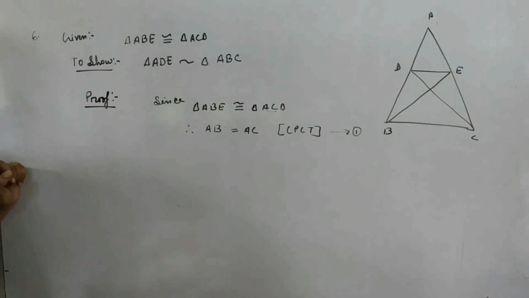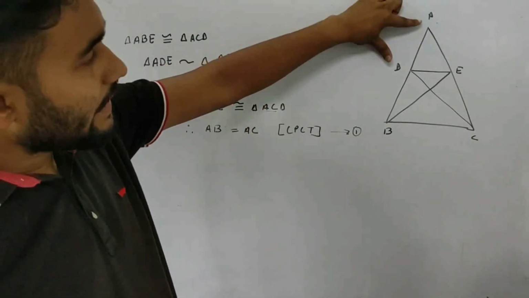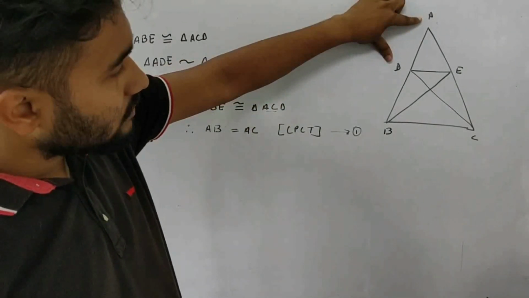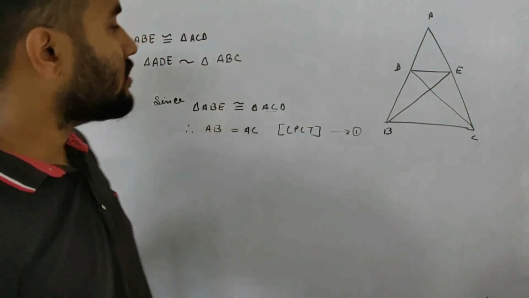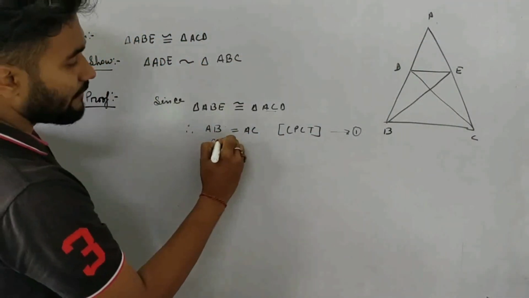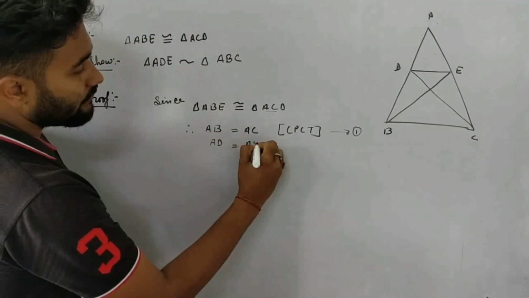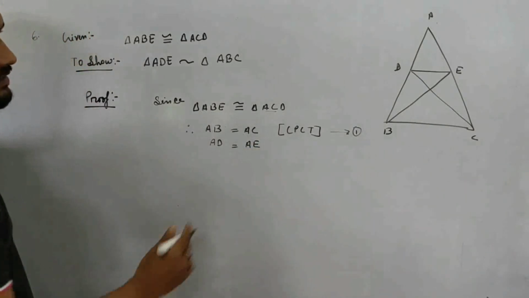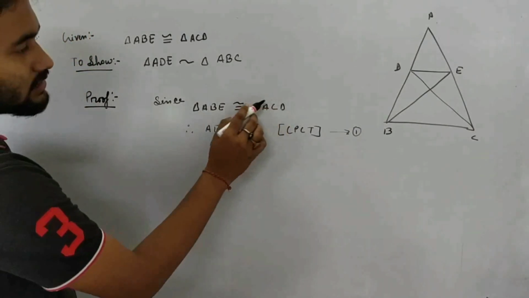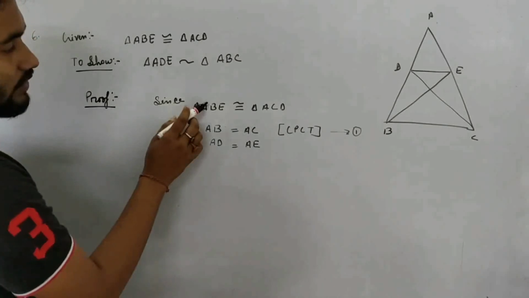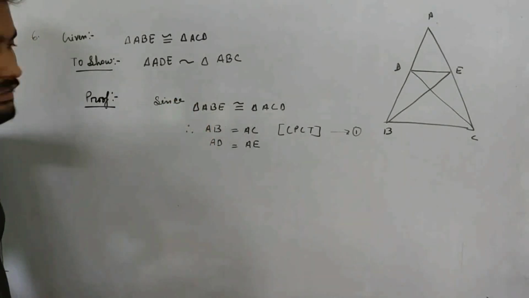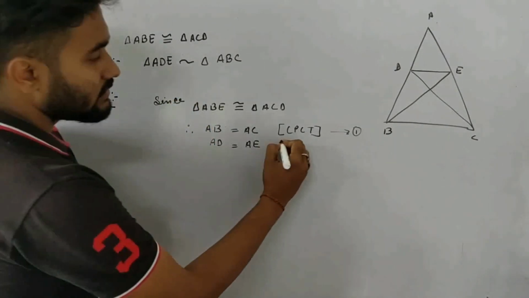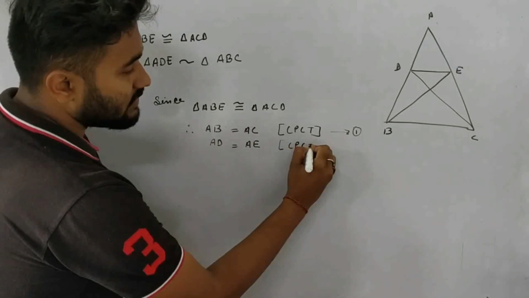Next, what can we say? If I look at the diagram, I can say this AD will be equal to AE. See, where is this AD? This first and last, A and D. So over here, A and D. I can say like that also, AD will be equal to AE. Same reason, CPCT.